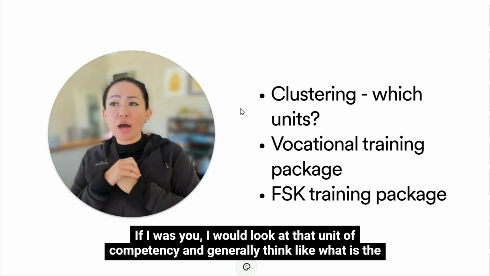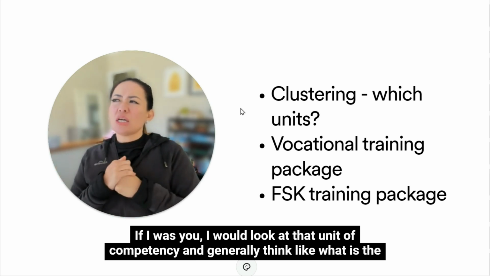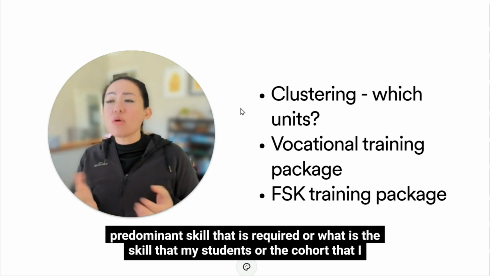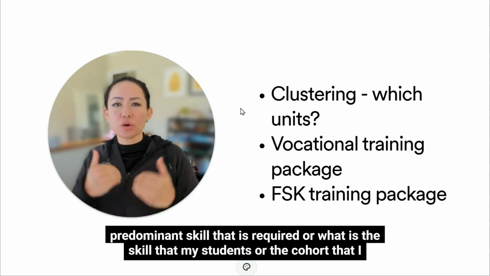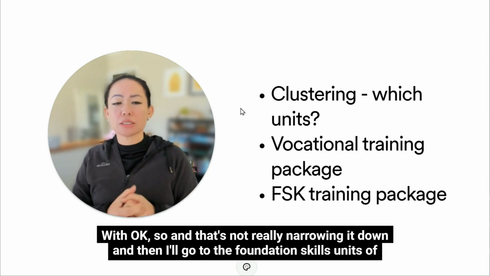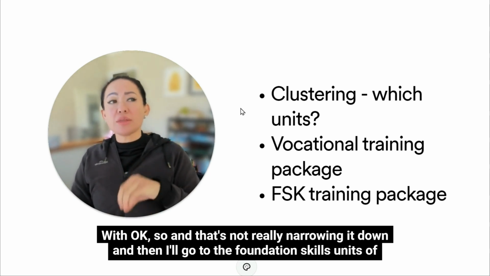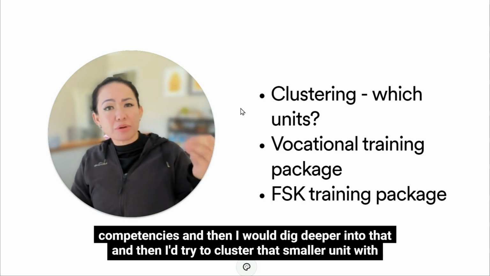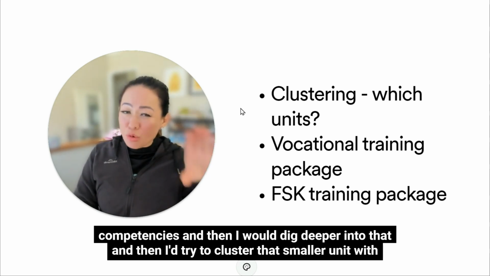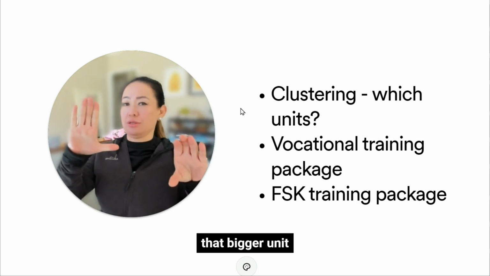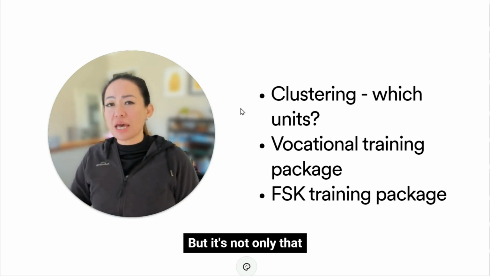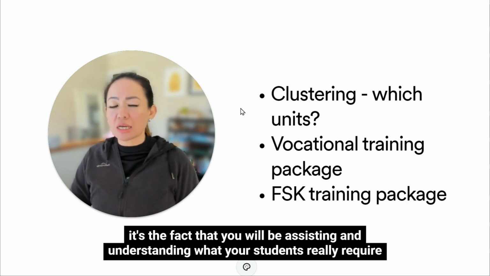If I was you, I would look at that unit of competency and generally think, what is the predominant skill that is required? Or what is the skill that my students, or the cohort that I normally teach, struggle with? Okay, and that's how I'm narrowing it down. And then I'll go to the foundation skills units of competency and dig deeper into that. Then I'll try to cluster that smaller unit with that bigger unit, together. It won't be too onerous when we're doing this particular assessment, but it's not only that, it's the fact that you will be assisting and understanding what your students really require.